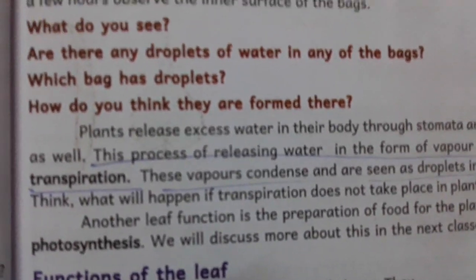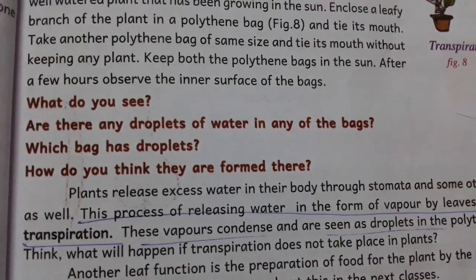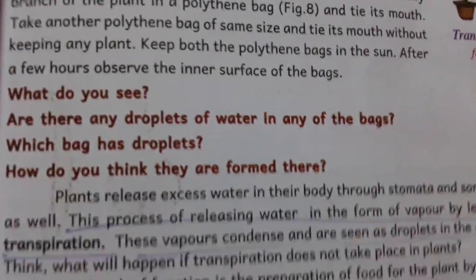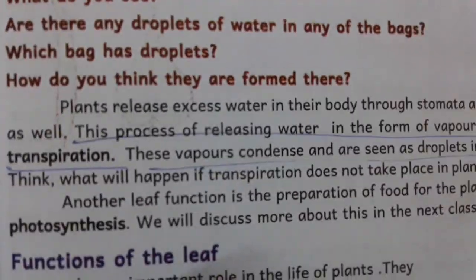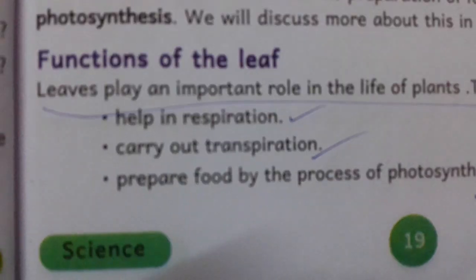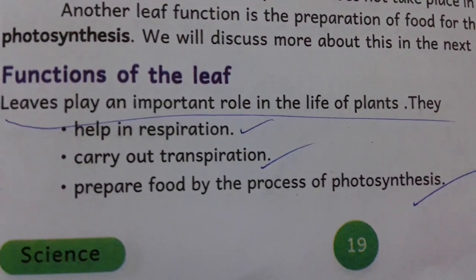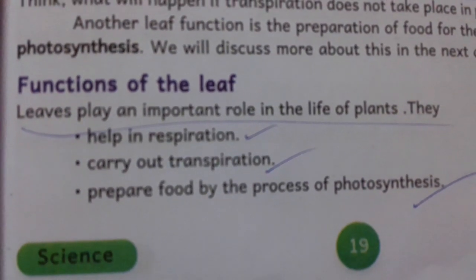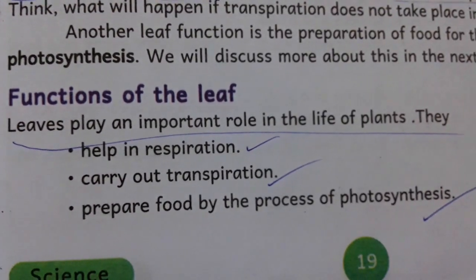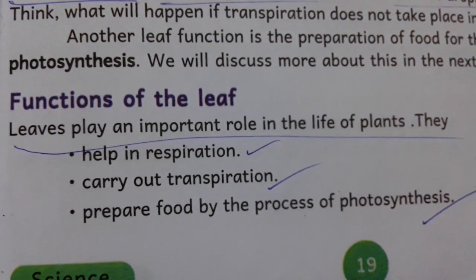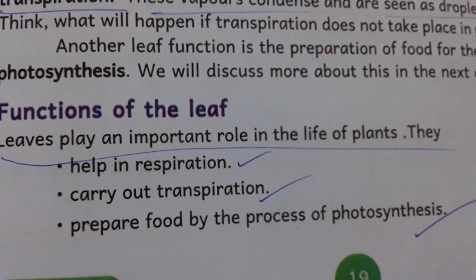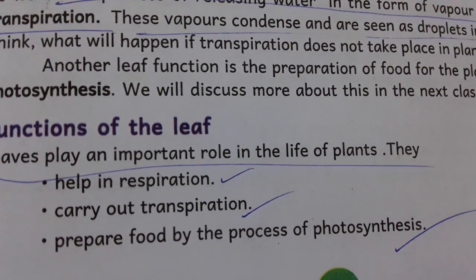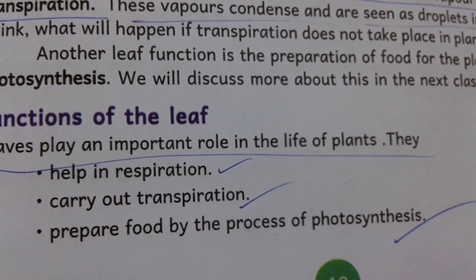See, they have also given the definition. The process of releasing water in the form of vapor by leaves is called transpiration. Only leaves can do this transpiration. Now coming to the functions of the leaf. Leaves play an important role in the life of plants. They help in respiration, carry out transpiration and also prepare food by the process of photosynthesis. What is meant by photosynthesis?